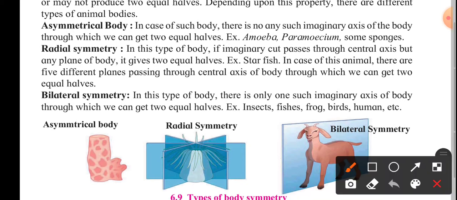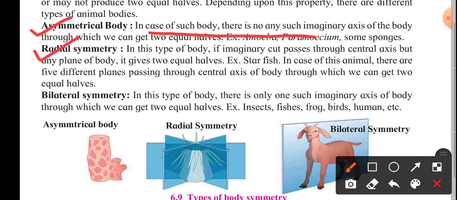The first is the asymmetrical body. In such cases, the body of a living organism cannot be divided into equal halves in any way. If you cut it, it will give you two unequal parts. So that's why they are called asymmetrical.